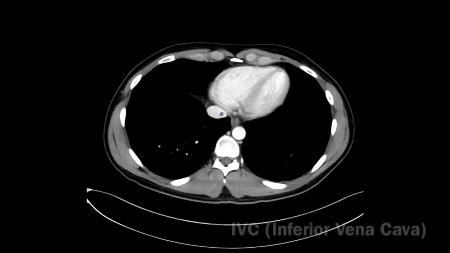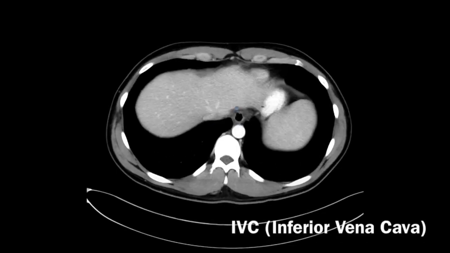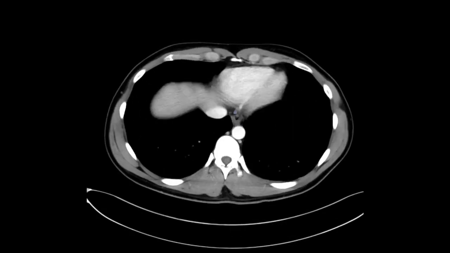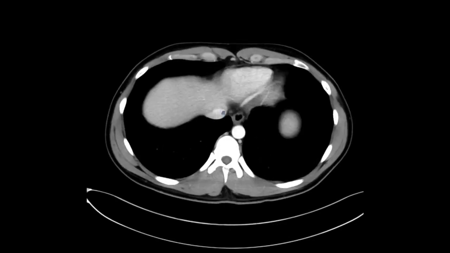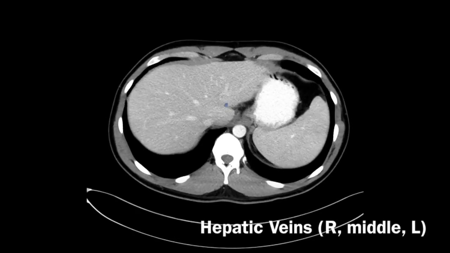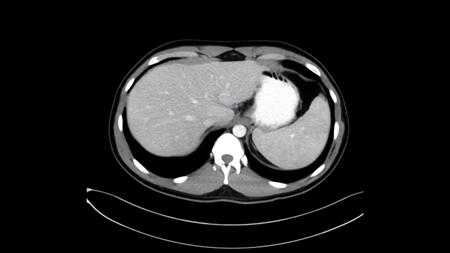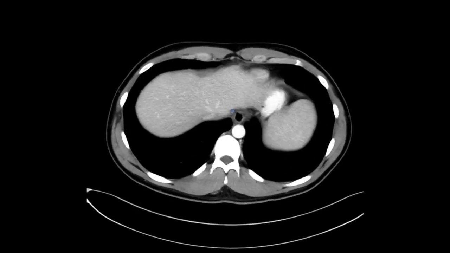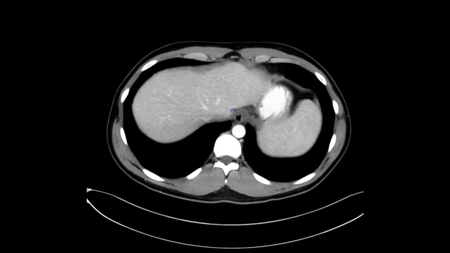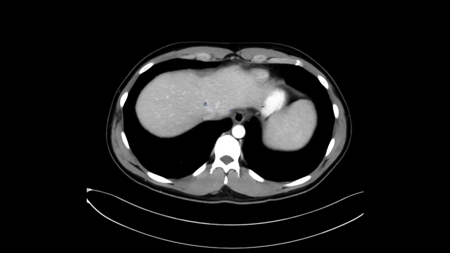This here is the IVC, or inferior vena cava. Draining into the inferior vena cava are the hepatic veins. So we have the right hepatic vein here, middle hepatic vein here, and left hepatic vein here. And you can see that they all join the IVC. In most patients, the left and middle hepatic veins join just before going into the IVC.